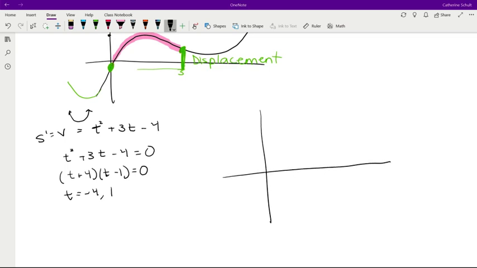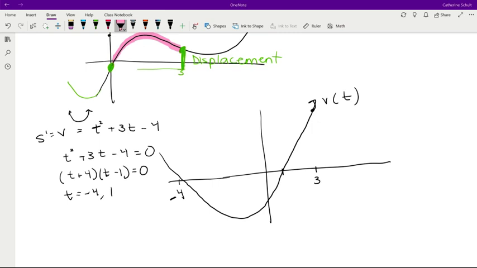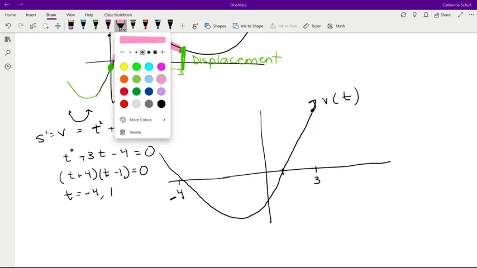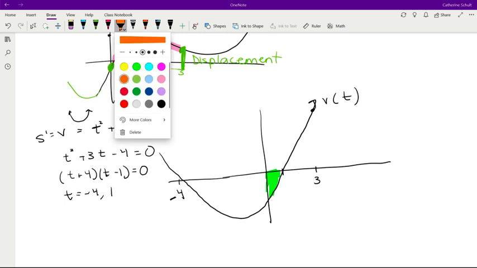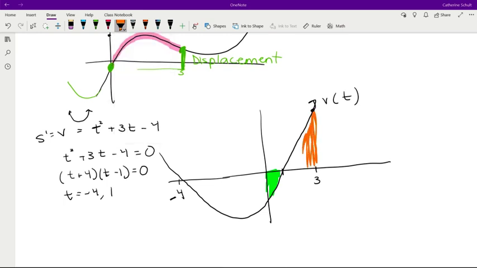All right, so -4 to 1. So we have something like this, right? And then this is our velocity. So we went from 0 to 3, right? Whatever that happens to be. Just a quick sketch again. And the integral from 0 to 3 was this area and this area. And we want to find their difference.